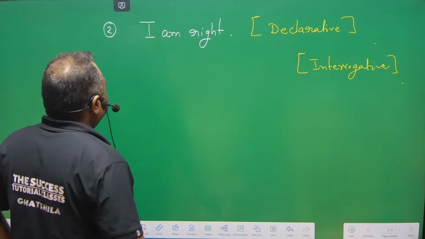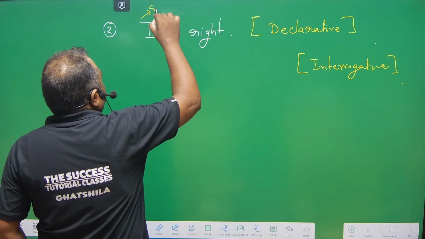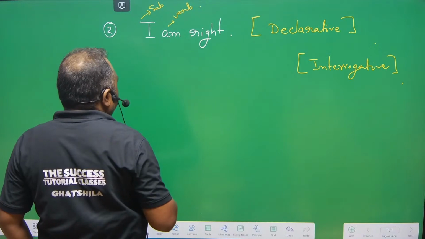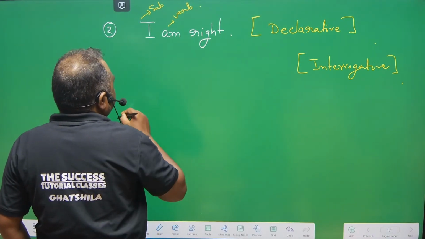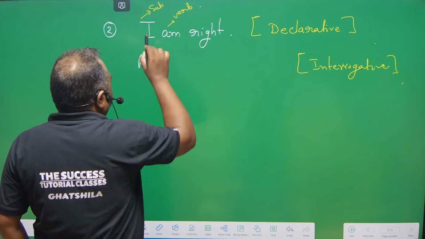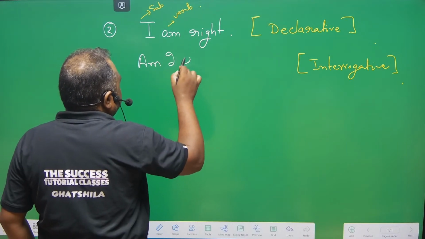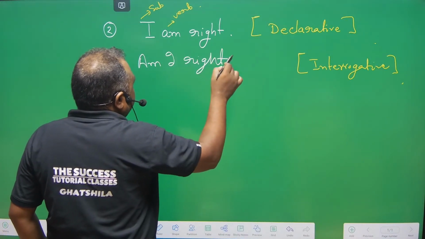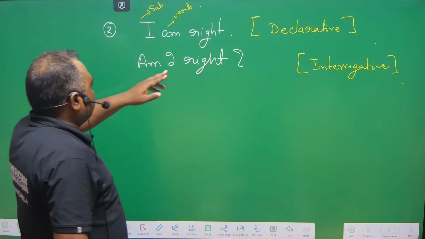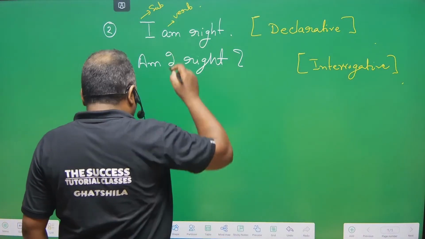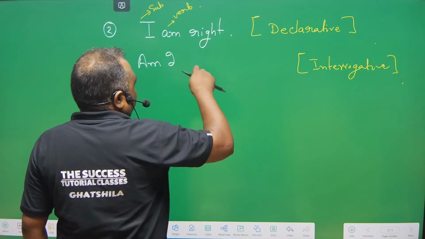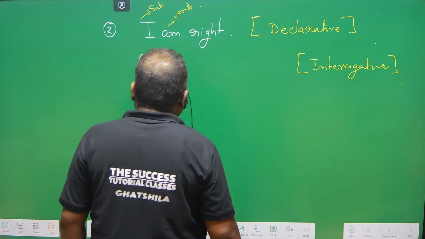So what will we do? This one is the subject. This one is the verb. So what do we have to do? We have to start the sentence with this verb. Am, afterward I have to put the subject. Am I right? Question mark. Very simple. Okay, sorry, one thing. Here there is no negative word. So in the interrogative form, we have to insert a negative word.